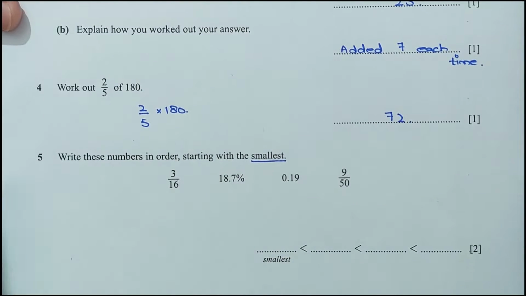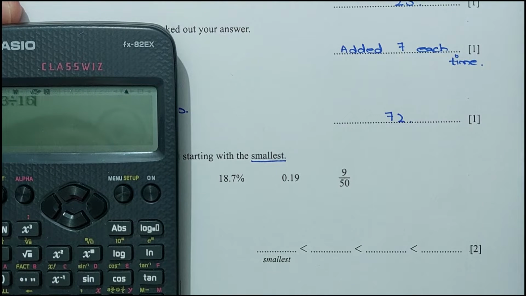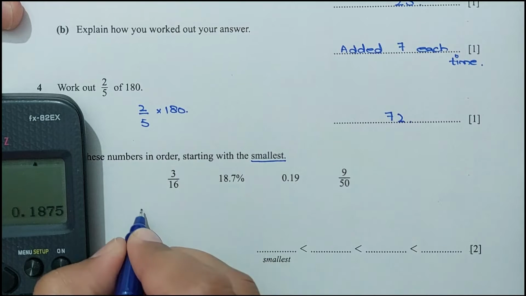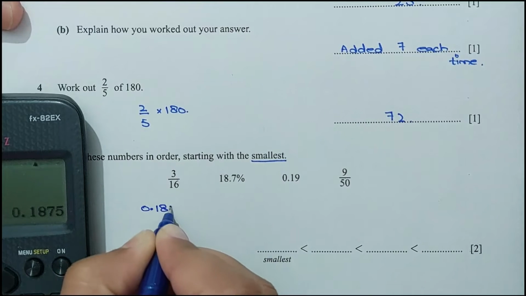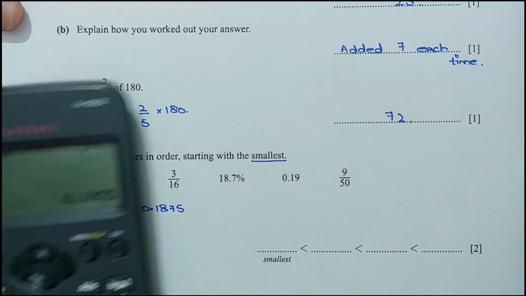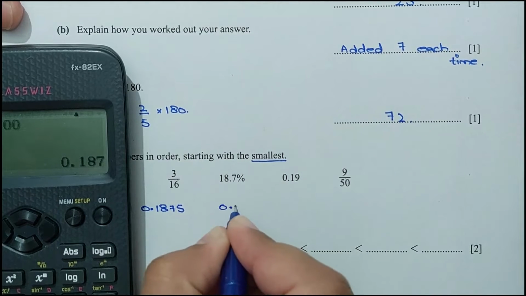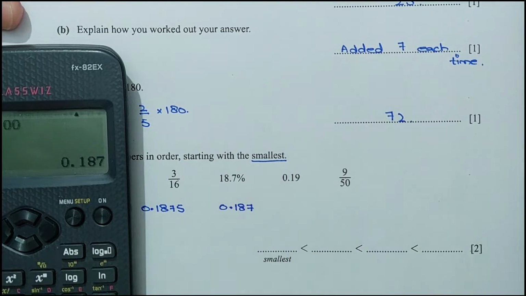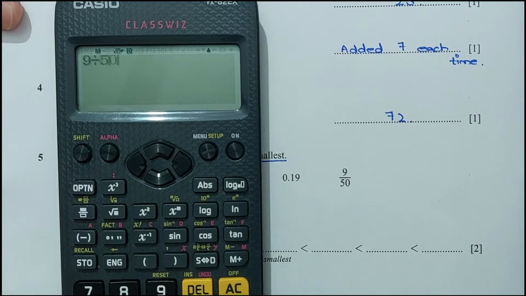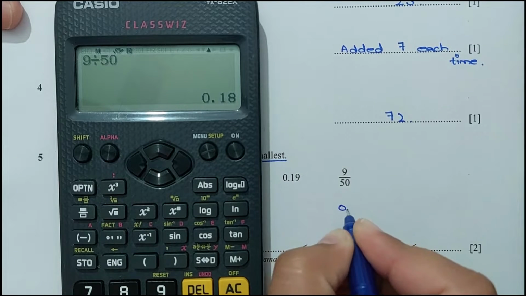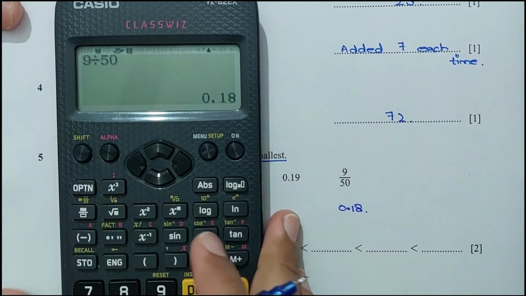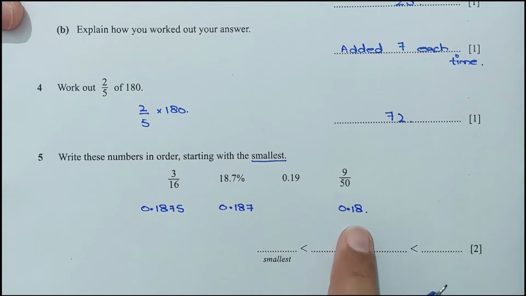Question number 5, write these numbers in order starting with the smallest. Which one is the smallest? 3 over 16 as a decimal is 0.1875. 18.7% is 0.187, and this is in decimal. Now what is 9 out of 50? That is 0.18. So which one is the smallest?